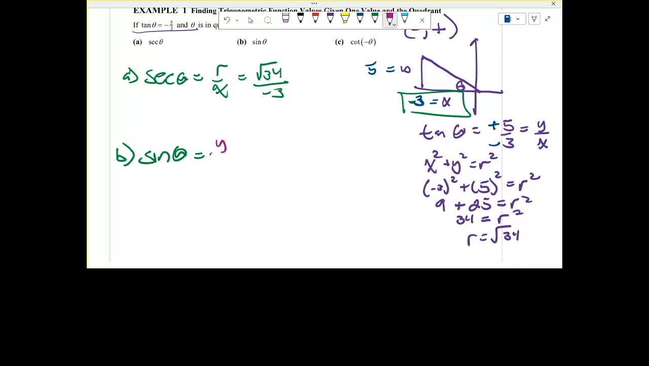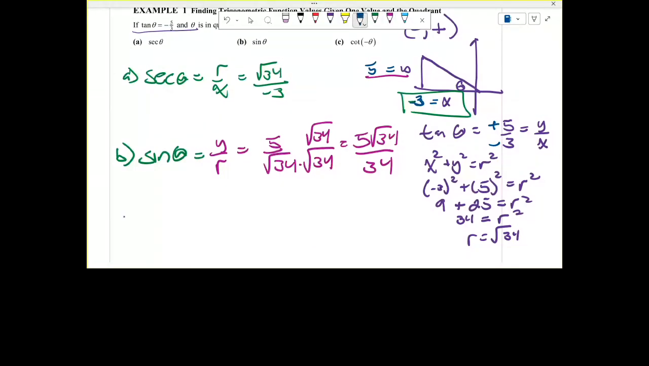Y over r? Okay. Our y value, we already know, is positive 5. Our r value is the square root of 34. Remember, y'all, we're going to go ahead and rationalize our denominator by multiplying both the upstairs and downstairs by the square root of 34. So upstairs, we get 5 square roots of 34. Downstairs, we just get 34, right?